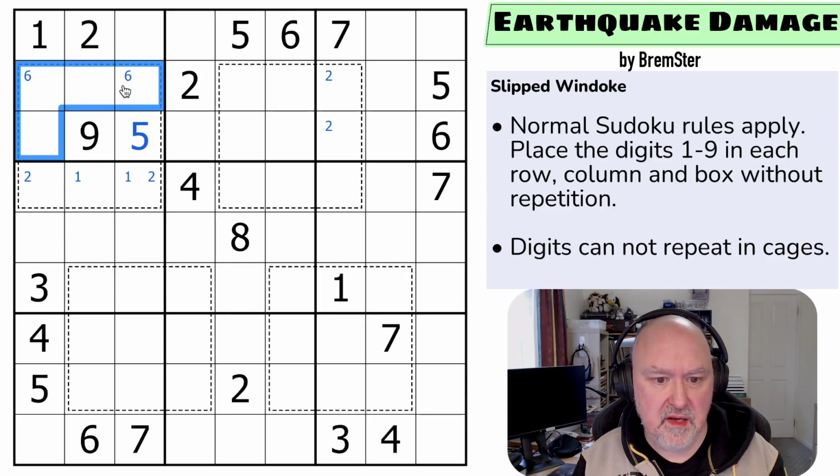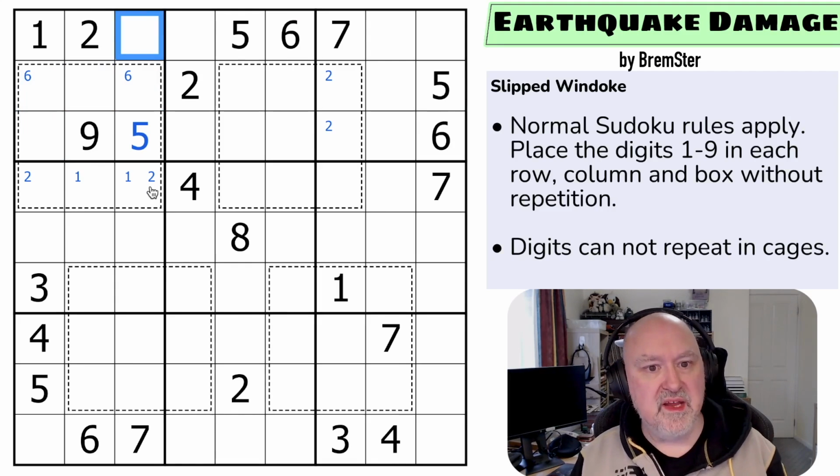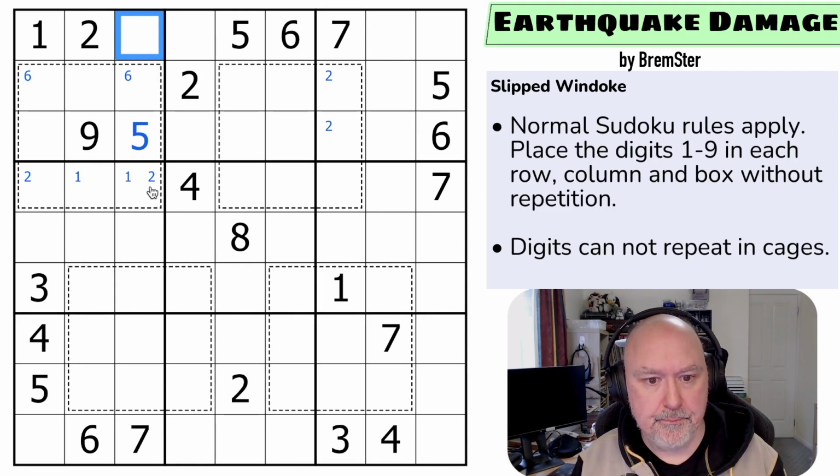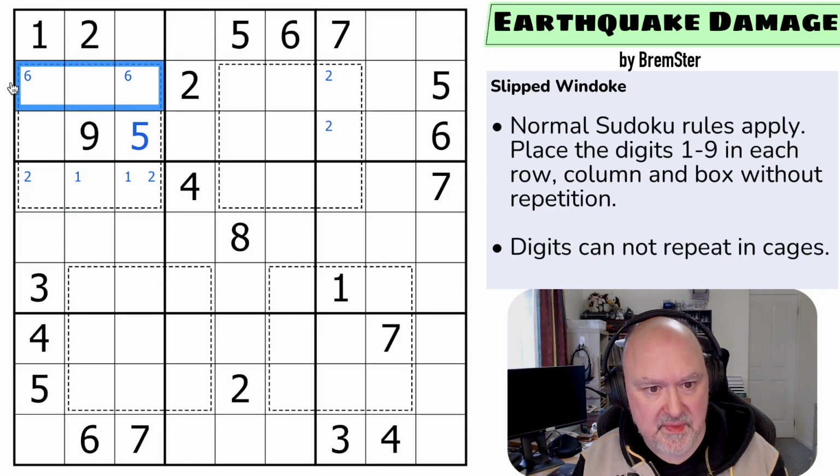Interesting. 3. Right. Okay. What can this be? What can the other digit here be? I've already got 1, 2. It can't be 3. It can't be 4. It can't be 5. It can't be 6. And it can't be 9. And it can't be 7. This is 1, 2, 8.